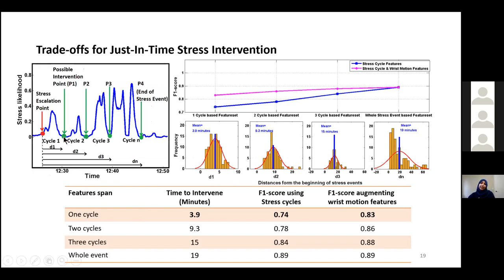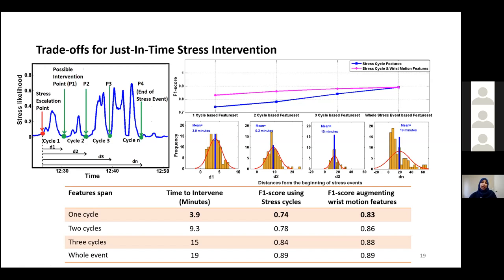So this is the stress likelihood during a stressful interaction, and these are stress cycles, a high stress arousal, and this is the start point of a stressful interaction. We show that on average, a cycle lasts 4 minutes. So after 4 minutes of an interaction starting, we are able to distinguish that this stress is due to an interaction. And if we know the reason, we can design an intervention technique.